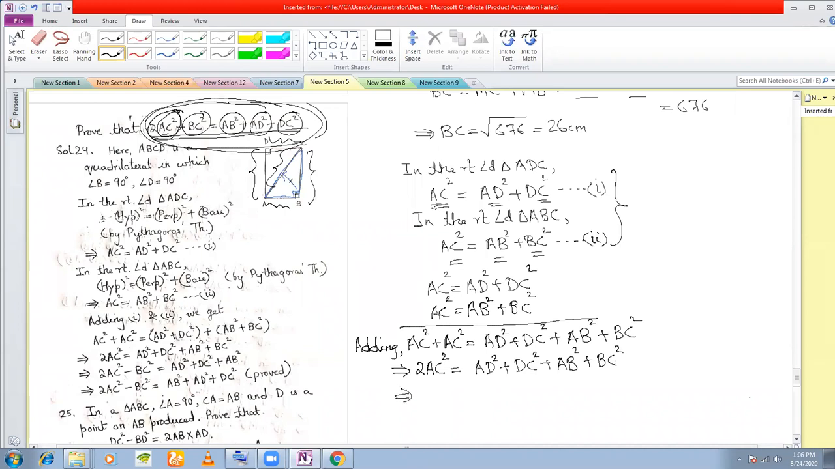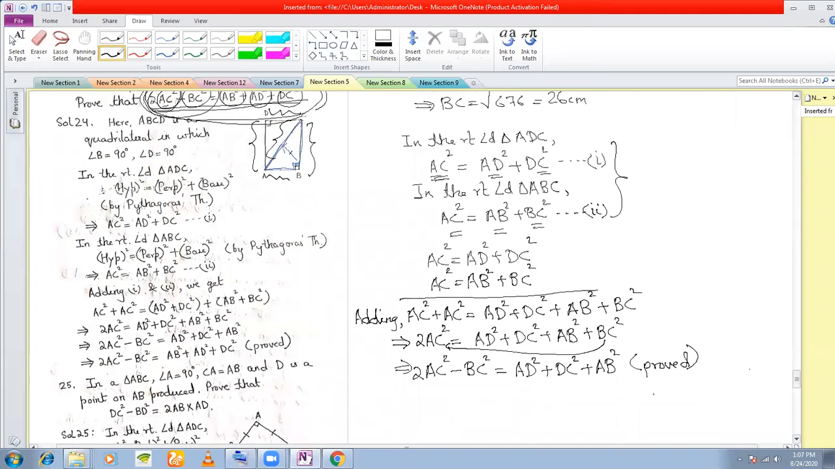That means what do you have to prove here? AC square minus BC square. So you take BC square from this side to this side. So twice of BC square minus BC square is equal to AD square plus DC square plus AB square, which is the required proof. Any question here?